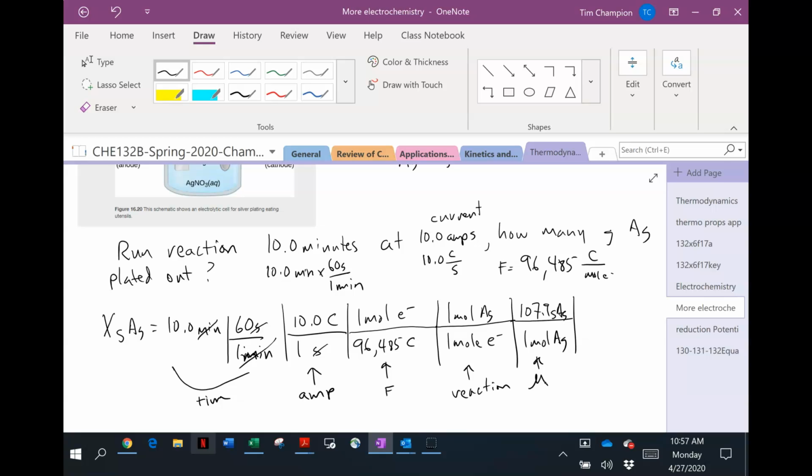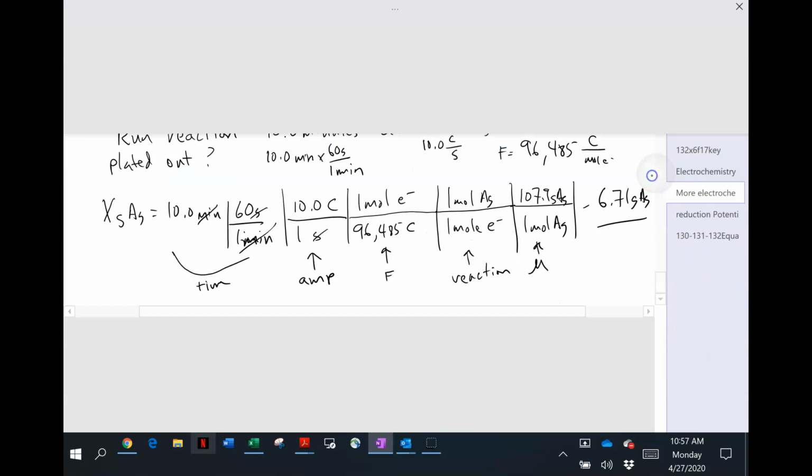So 10 times 60 times 10 divided by 96,485 times 1 divided by 1, we don't have to do, times 107.9. We're plating out in this 10 minutes 6.71 grams of silver, which is quite a bit to plate out in fairly short time. I suspect 10 amps is a high current to run for this kind of problem.